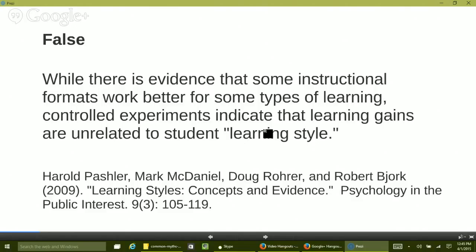There are some exceptions: people who are deaf don't do very well with auditory learning, and blind students don't do very well with visual learning. But pretty much, except for those extremes, it doesn't really matter.